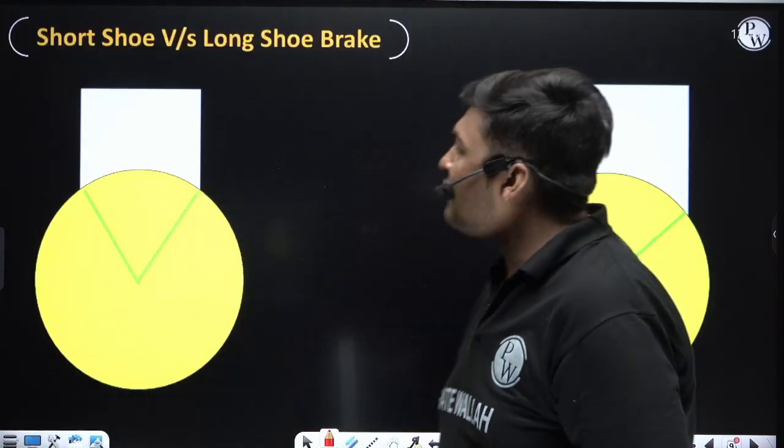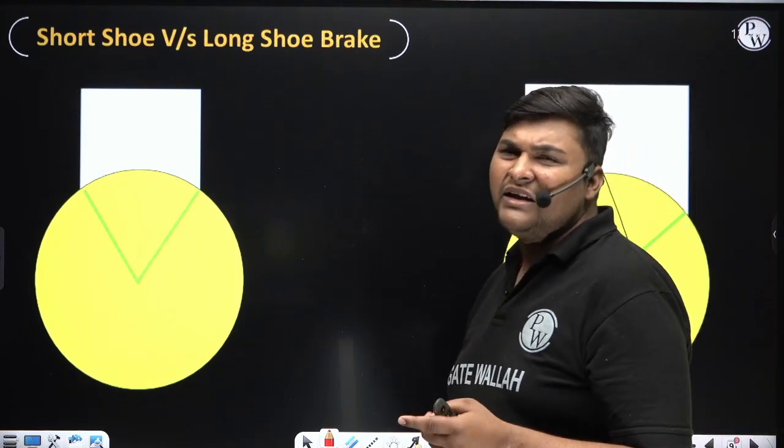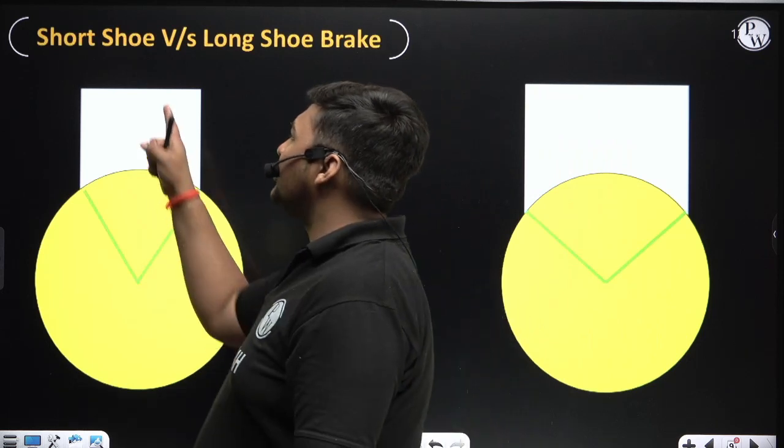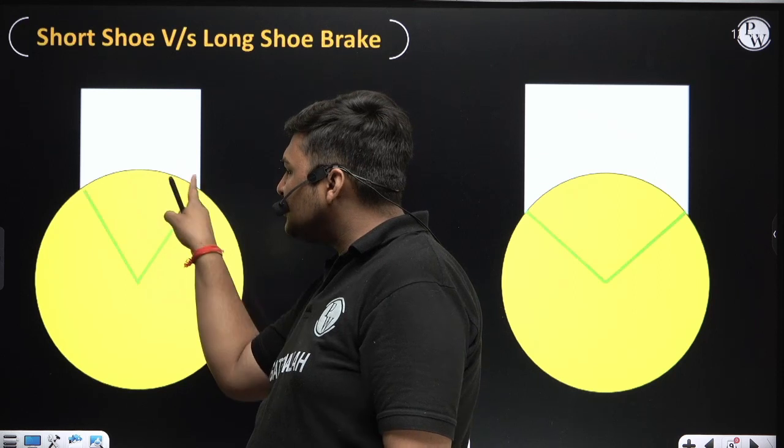Now we will discuss what is a short shoe brake and what is a long shoe brake. If the angle of contact 2 theta is less, which you can easily understand, then the width of this portion will be less.